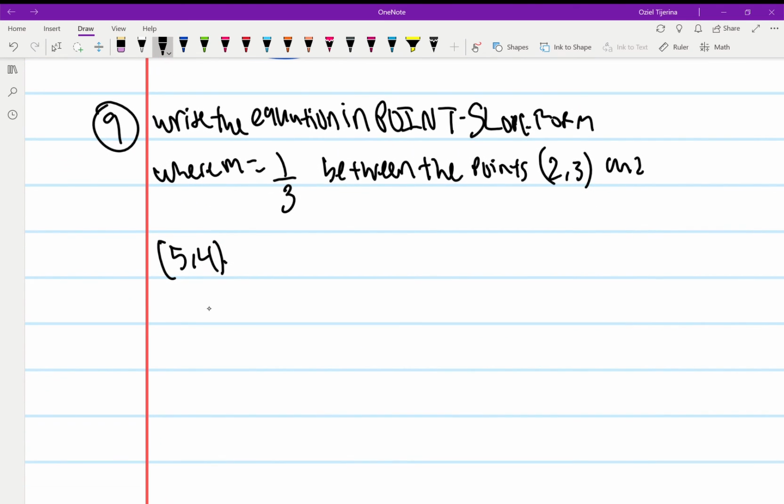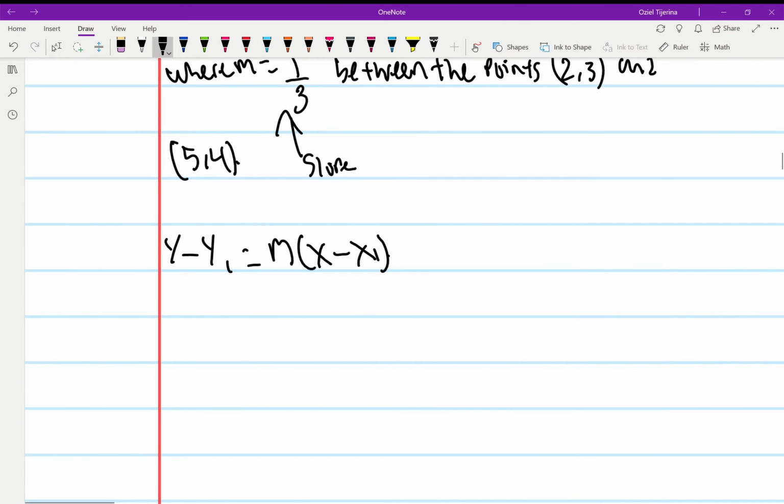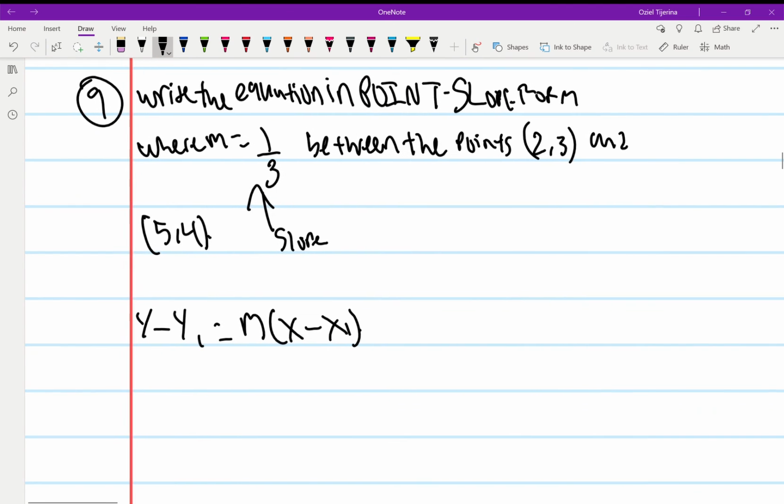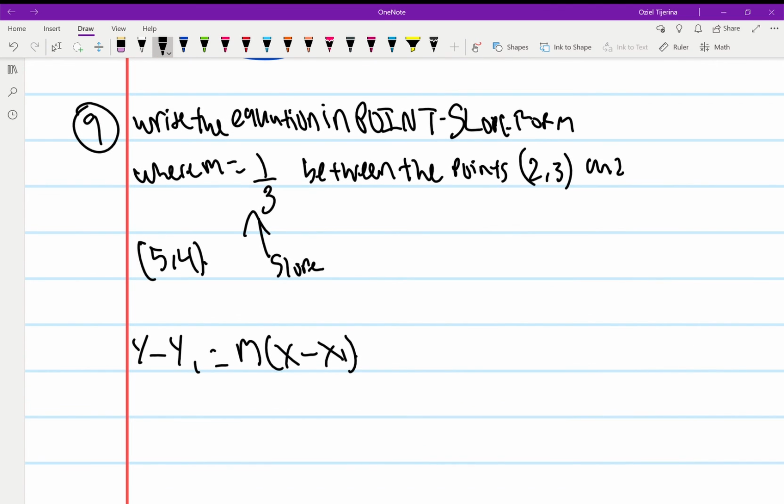So we already have our slope. This is our slope right here. The equation of a line in point slope form can be defined as y minus y1 equals m times (x minus x1). So we have here the equation in point slope form. Now we have to know what our x1, y1, and what our x2, y2 would be.